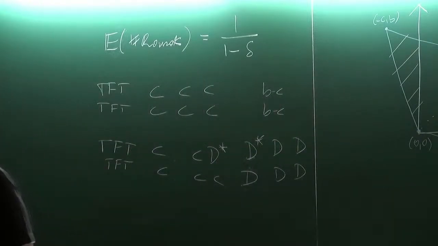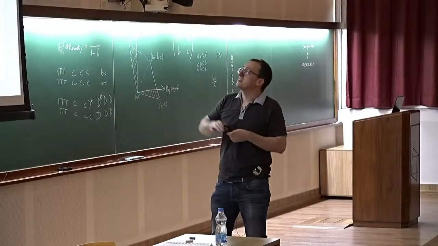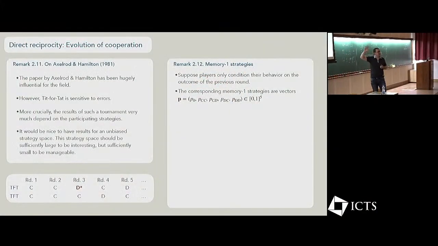Yeah, awesome. All right, so this is the strategy space that I want to talk about now. This is the space of memory 1 strategies. This strategy space needs to tell you what to do in the very first round, where I don't have any previous history that I could condition on. So P0 is the probability that I cooperate in the very first round. And then, for example, PCD is my probability to cooperate, given that in the previous round I cooperated and you defected, and so on. So it's an element of this 5-dimensional vector.